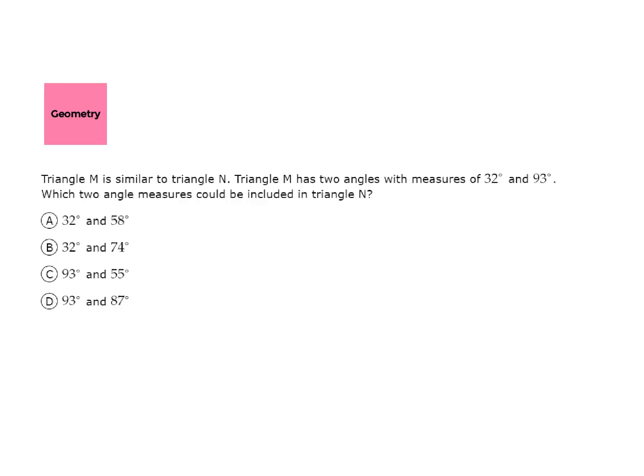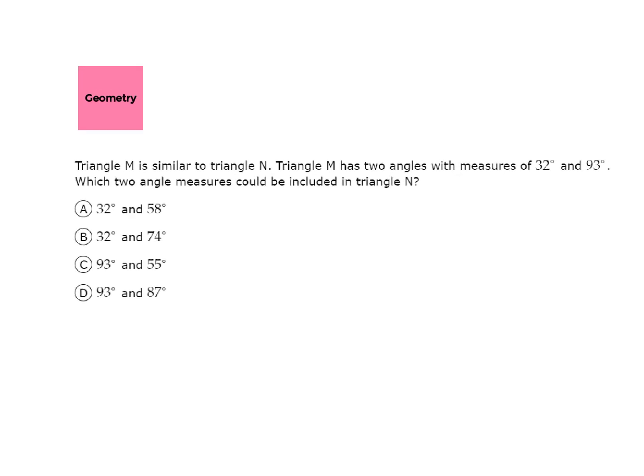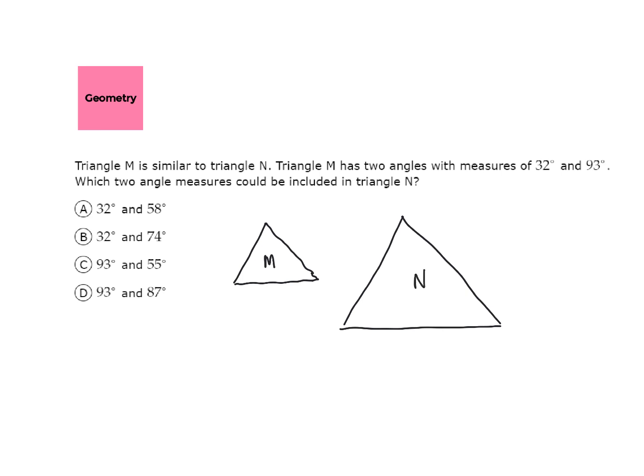Okay, next. Triangle M is similar to triangle N. This is geometry, that word similar. We've seen this kind of recently. So here is our M. If something is similar, so this is triangle M, I'll just put it in the middle. And then this would be triangle N. If they are similar, they do not have to be the same size, but what this means is they do have the same angles. So if M has 32 degrees and 93 degrees, that means that N is also going to have 32 and 93.